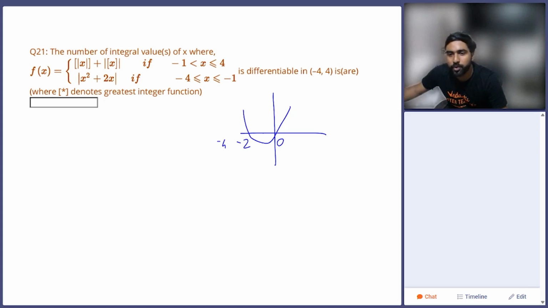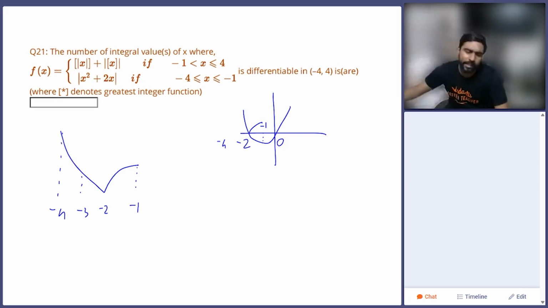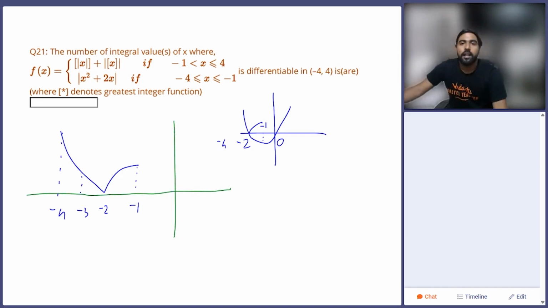So between -4 and -1, if I have this function, the definition with a mod, I can say that the function will look something like this. This is -4, this is -3, this is -2, this is -1 over here. Between -4 to -1, I'll get the function of these lines over here. We'll draw the x-axis, y-axis. Okay. Now what have you been told?